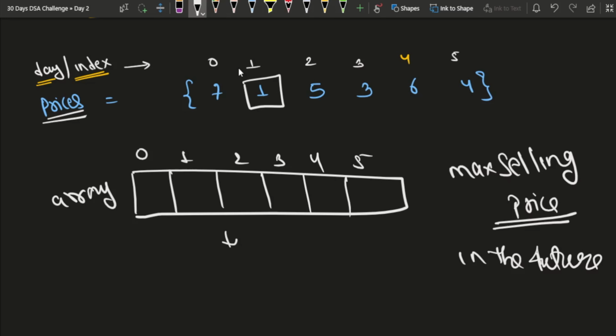What is the maximum selling price? The maximum selling price is 6. Then we'll store this 6 at index 1 in this particular array.